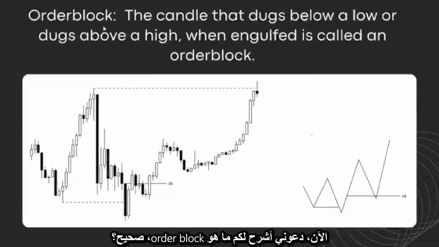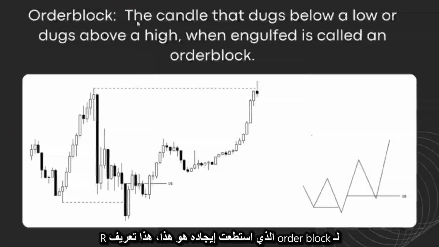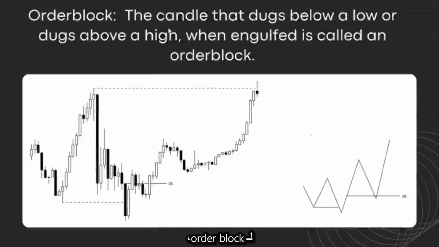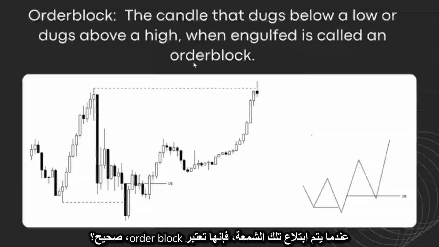Now let me explain to you what an order block is, right? So the most refined definition of an order block that I could find is this one. This is Romeo's definition of an order block, and it's the most refined and accurate one I could find. So here's the definition: the candle that ducks above a high or ducks below a low, when that candle is engulfed, is considered an order block, right?